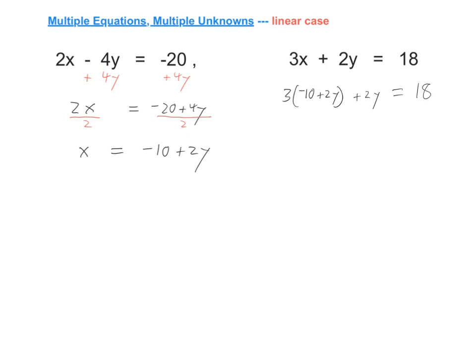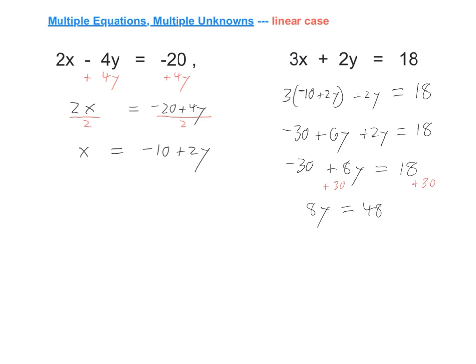Now let me expand out the left-hand side here. I'll get negative 30 plus 6y plus 2y equals 18. Let me simplify it a little bit. Negative 30 plus 8y equals 18. Now I'm going to add 30 to both sides of the equation. And when I do that, the left-hand side just becomes 8y, and the right-hand side becomes 18 plus 30, 48.